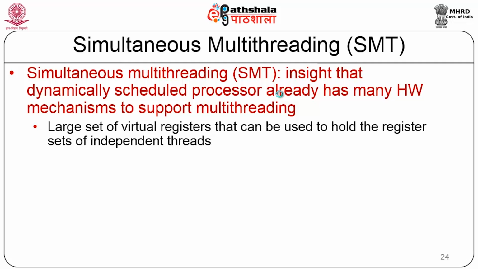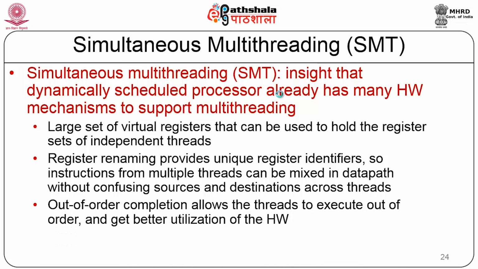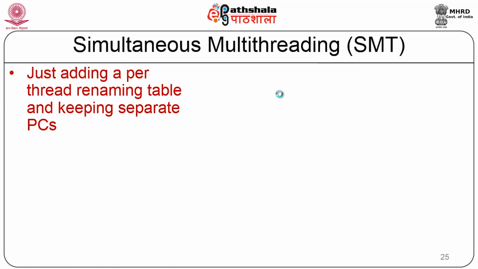We know that you have a large set of virtual registers that can be used to hold the register sets of independent threads. There is register renaming, which provides unique register identifiers. So, instructions from multiple threads can be mixed in the data path without confusing the sources and destinations across threads. It is also possible to do out of order completion, allowing the threads to execute out of order and get better utilization of the hardware. All these features are already available in the processors that we have.